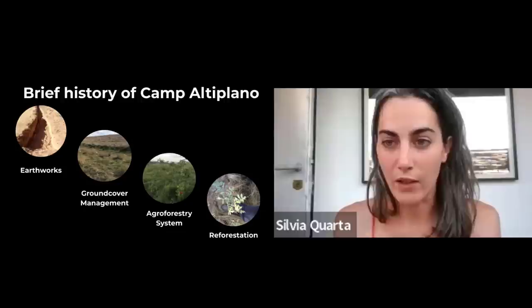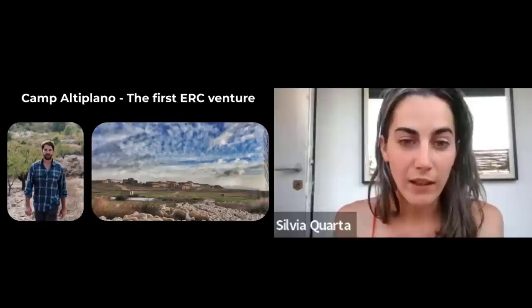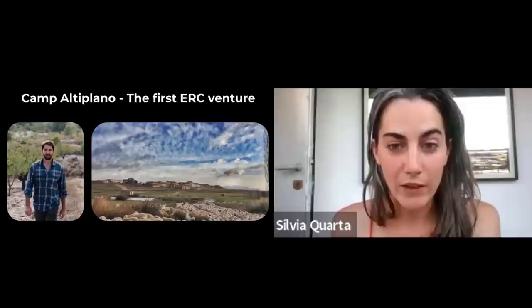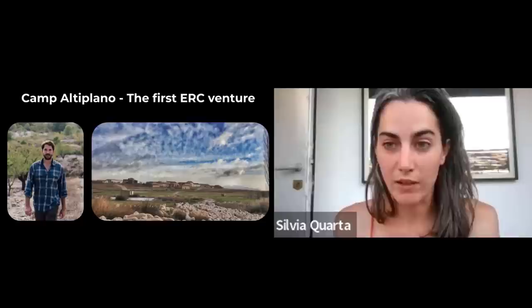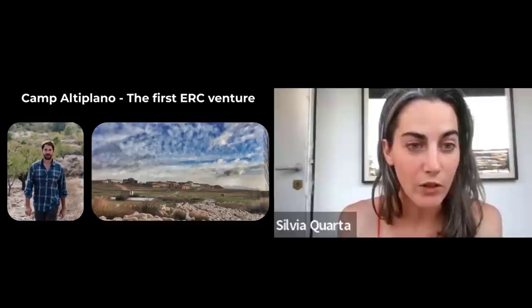So here you see a picture of the farm where Camp Altiplano has been established. This is the farm of La Junquera in the south of Spain. It belongs to the same family since the 1800s. And in the picture, you see the youngest son of the family, Alfonso Chico de Guzmán.